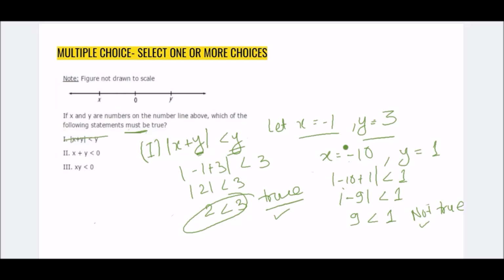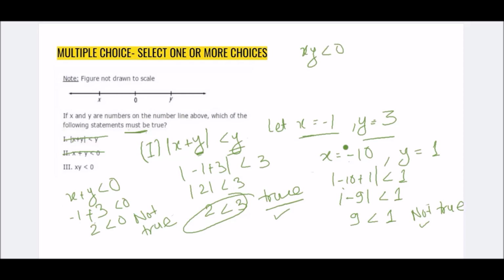Now we'll consider the second option, x plus y is less than 0. Now consider the value first, this one, minus 1 plus 3 is less than 0. 2 is less than 0. Is it valid? Not true. So the second option is also not valid. Now go for the third option. The third option is x times y is less than 0.